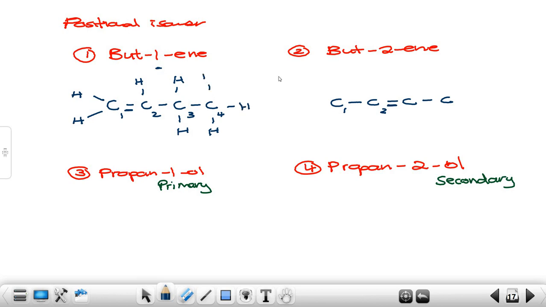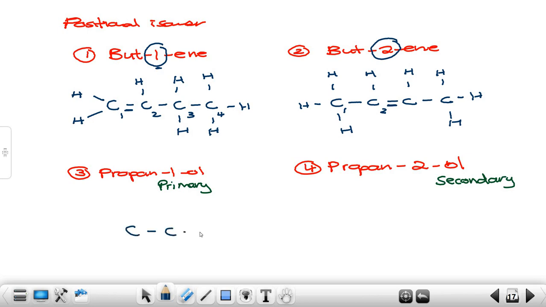Right? So as much as the functional group has changed from carbon 1 to carbon 2, it hasn't had any effect on the homologous series itself, right? It is a positional change that has taken place. So but-1-ene and but-2-ene are positional isomers. What has changed? The position of the double bond, which is the functional group.